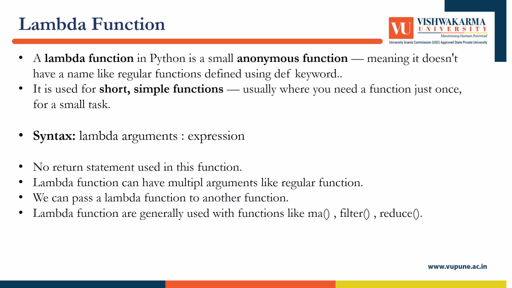Here, lambda arguments and expression. These functions can have multiple arguments like regular functions, but only have one expression. There is no return statement used in this function. We can pass lambda function to another function like an object or a reference of the function, like we pass the normal functions to another functions as references. And lambda functions are generally used with functions like map, filter, and reduce.